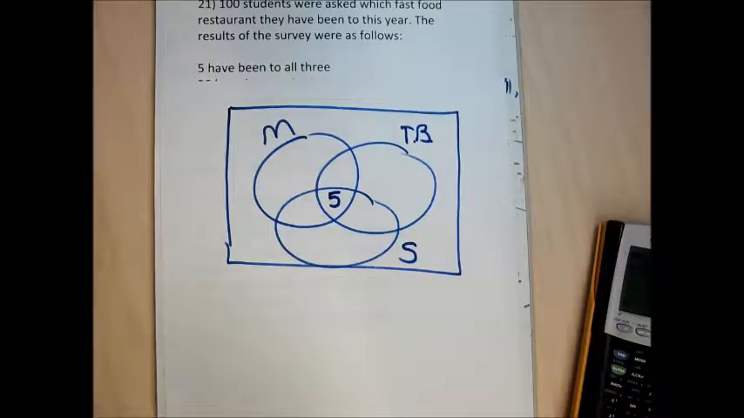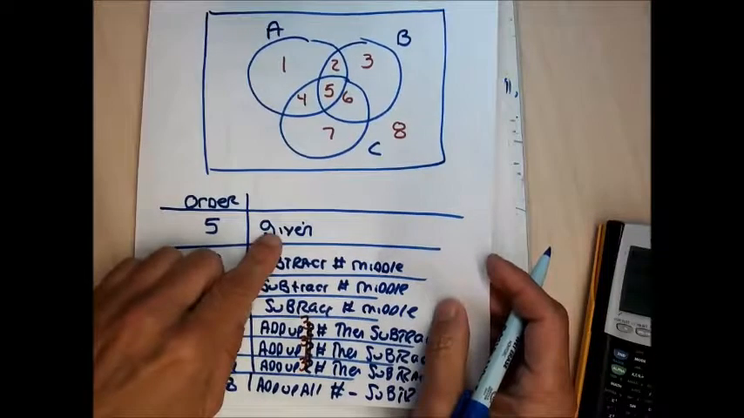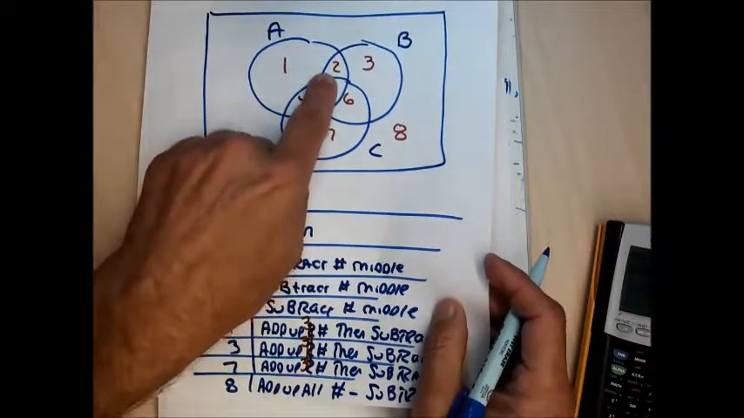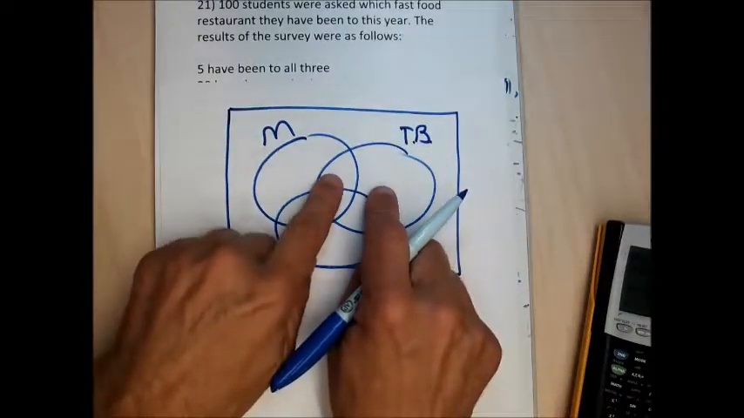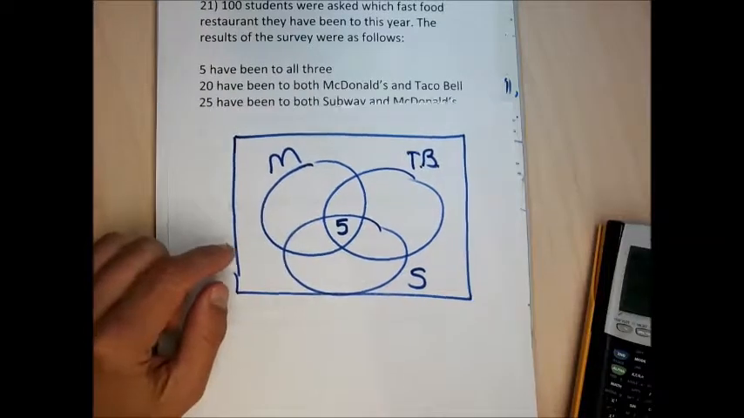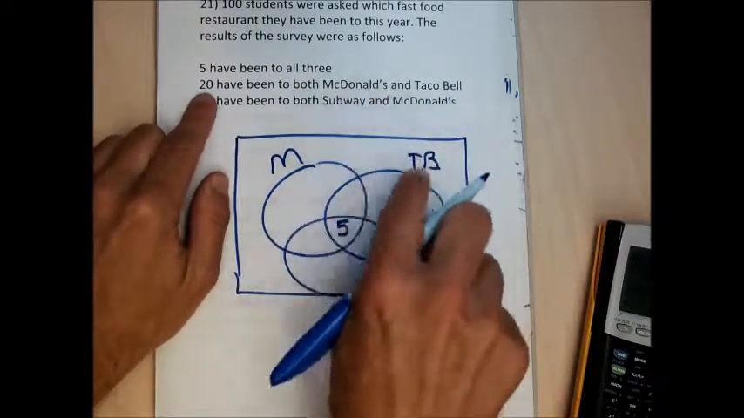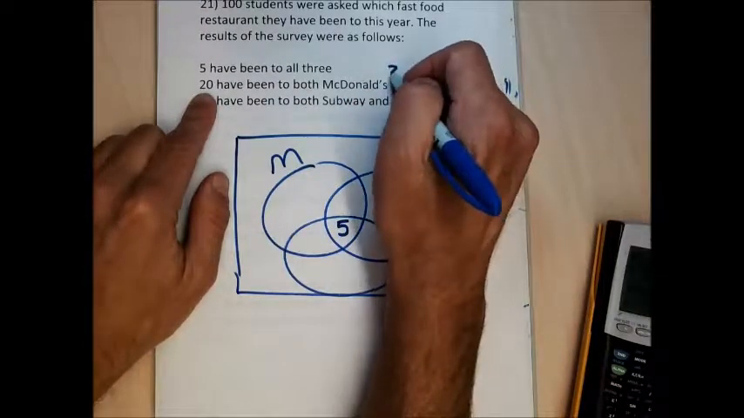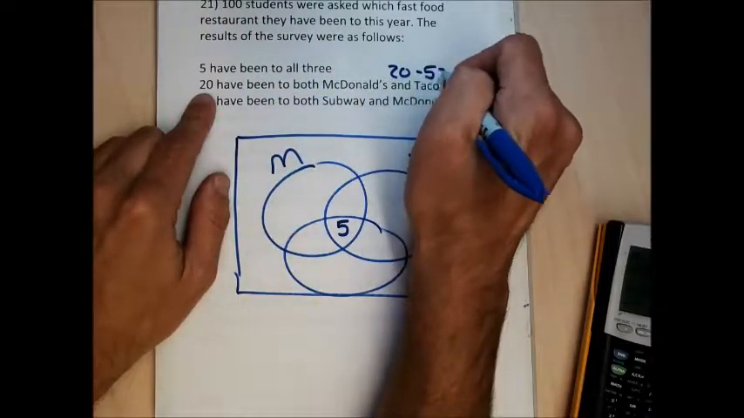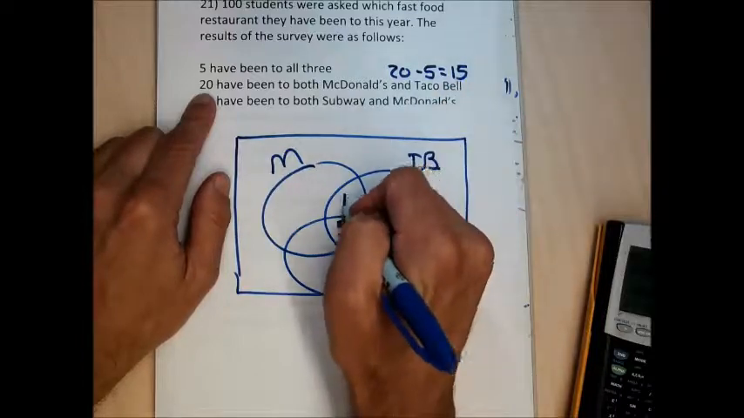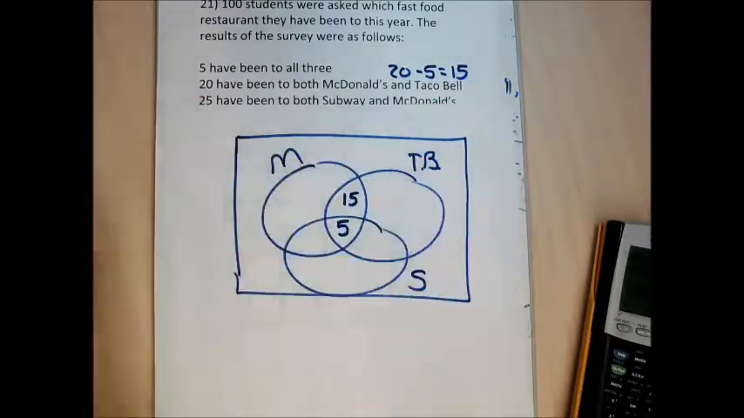That's region 5, and that's the given number. Now I'm going to move to region 2. I'm going to subtract. To do region 2, that's between McDonald's and Taco Bell. I look for the McDonald's and Taco Bell, and I subtract the number in the middle. So the 20 that went to McDonald's and Taco Bell, I subtract the 5 in the middle. I'm going to get 15 for region 2.